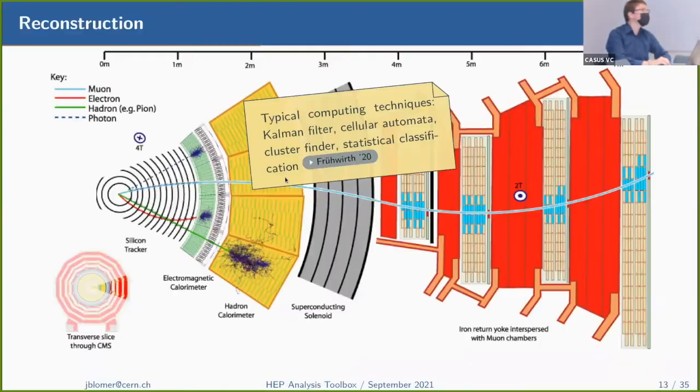I have a quick question. Yes. You mentioned before tracking and now reconstruction. To me, it seems both involve finding the trace of the particle through the detector. So what's the difference? Tracking is one part of the reconstruction. Okay, so it's a substage. Yes. Okay, thank you.